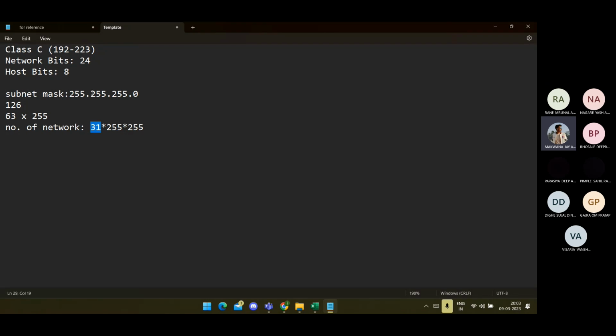But for the second octet, we are going from 0, right? So we can go till 255. So this will remain the same. So this is the number of networks this IP address can provide. Now, this is a simple question: how many hosts can this network provide?